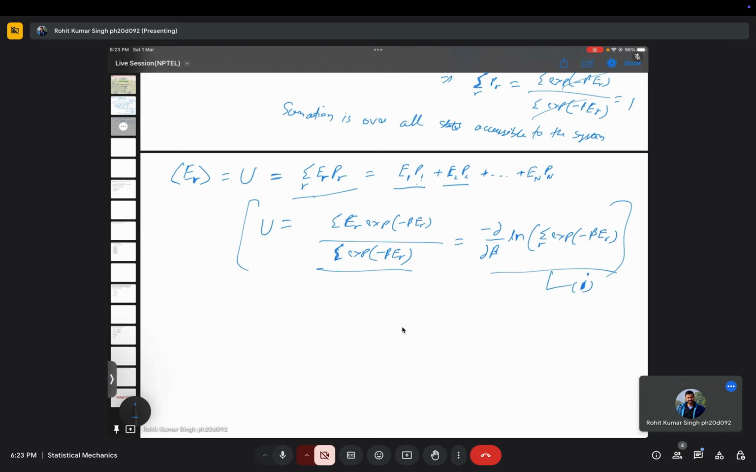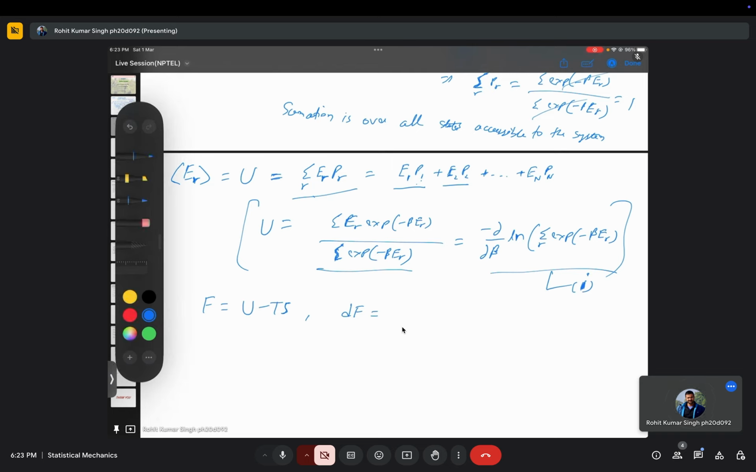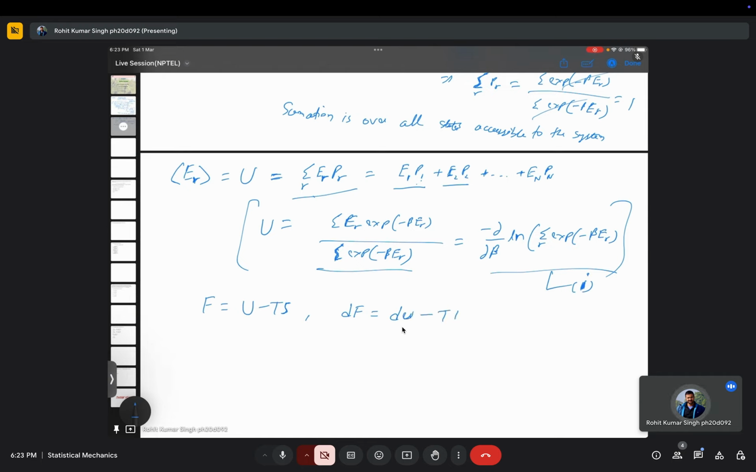Now you know that the Helmholtz free energy is given by this expression, right? And if you take the differential change, this will be, let me do it, dU minus TdS minus SdT, right? And then from the first law of thermodynamics you can replace dU by TdS minus PdV plus mu dN. Okay, and then you have minus TdS minus SdT, so this goes out, so you are left with minus SdT minus PdV plus mu dN. Is it okay?